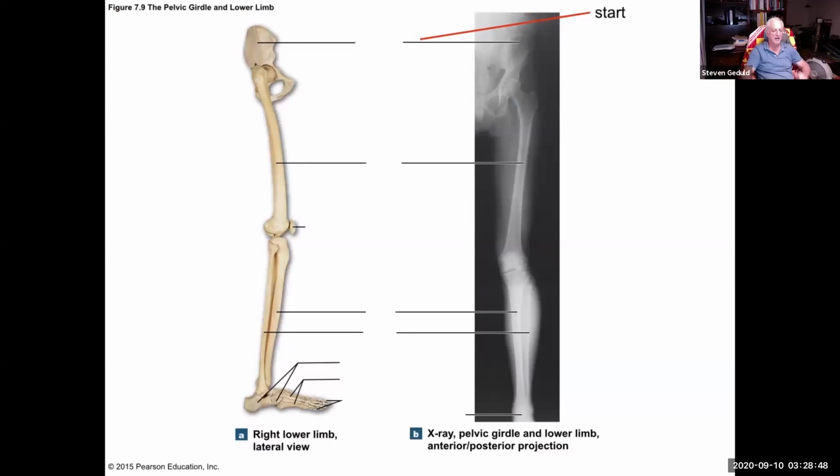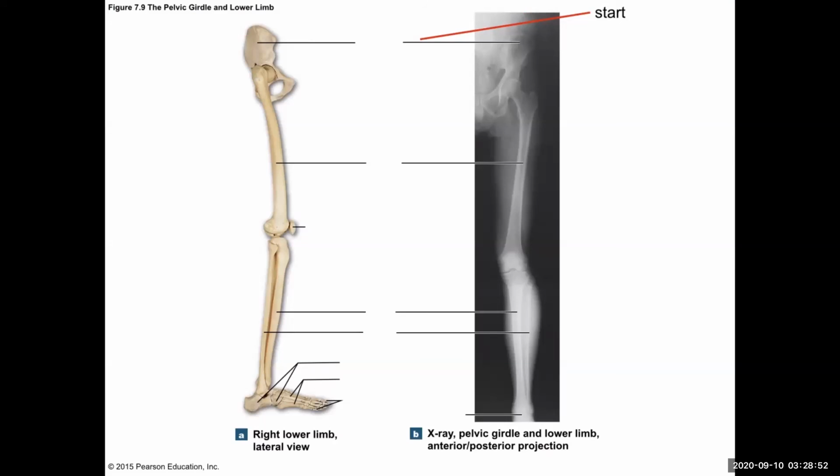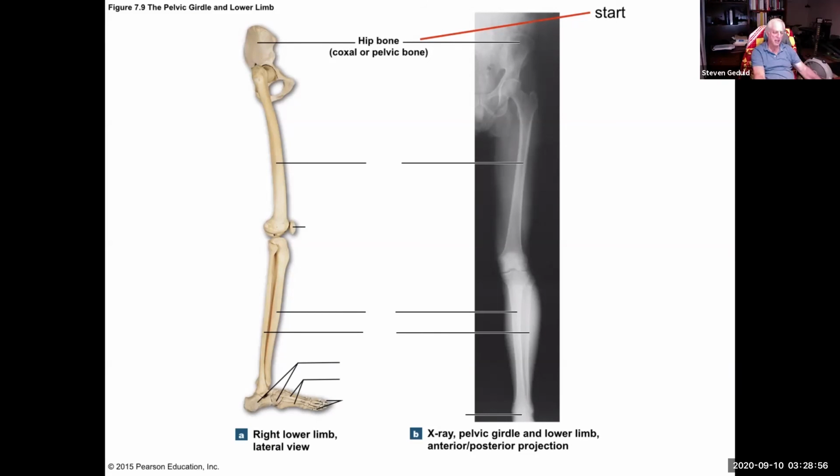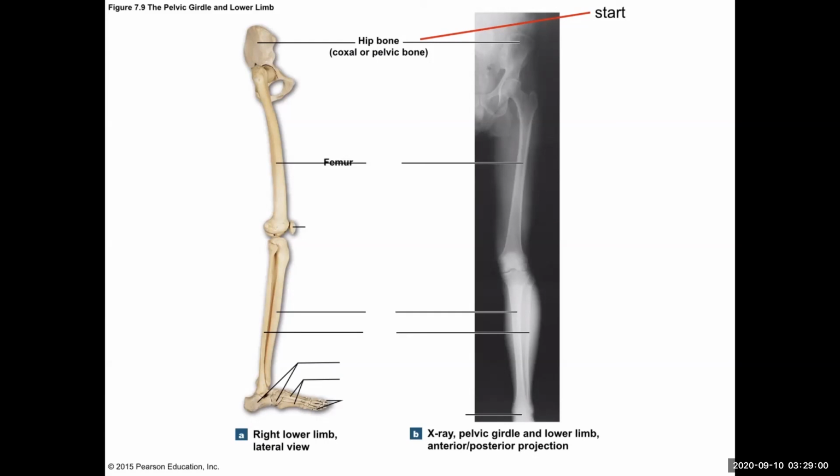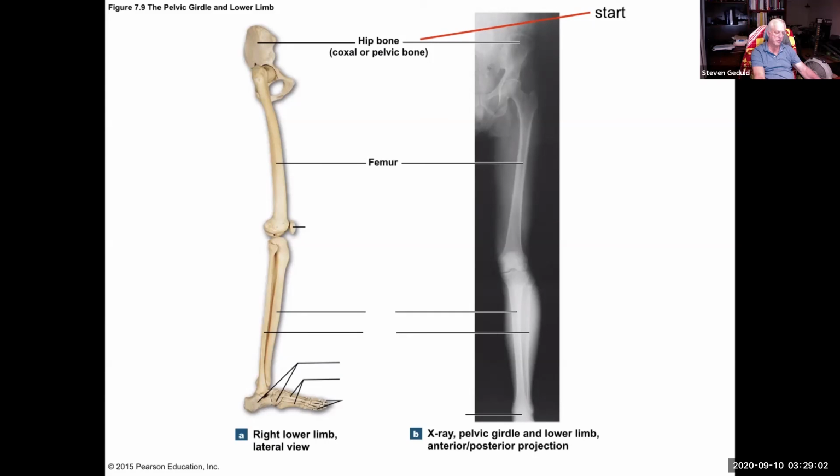All right. Top bone here. Pelvis or hip bone. Either one is perfect. What's the next bone coming down? The largest bone in the human body. Femur. What's the next one? Patella. That's your kneecap. What's the one in front of the leg that you hit if you hit your shin? Tibia.